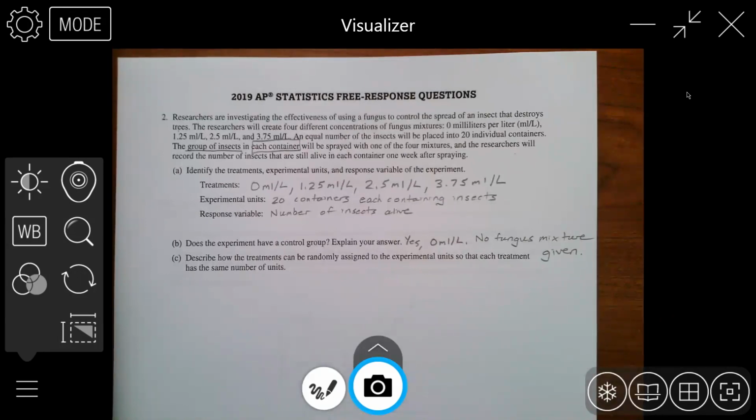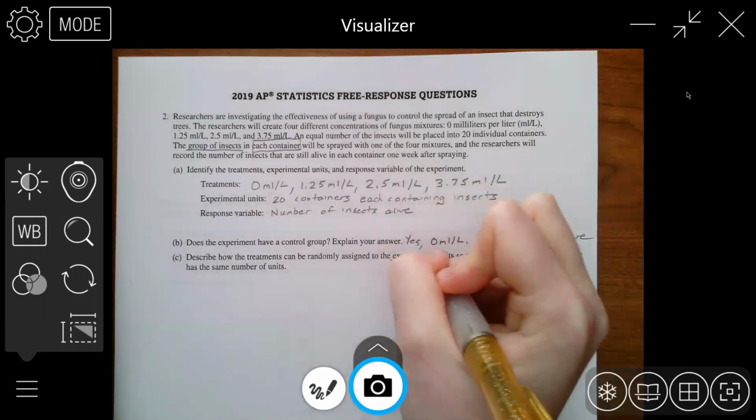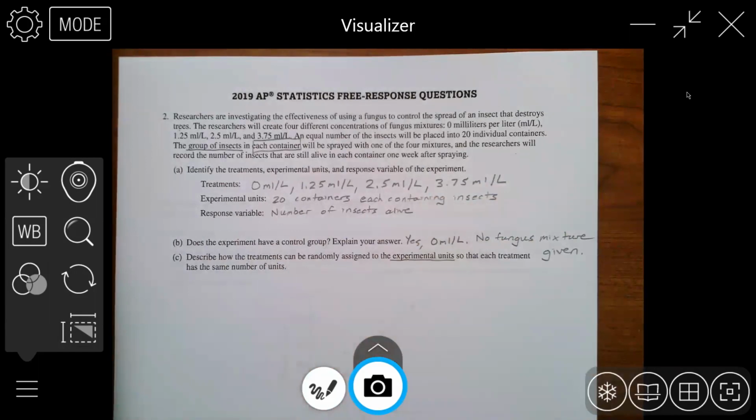Now, C is the lengthy one. Describe how the treatments can be randomly assigned, okay? And this is where if you mislabel the experimental units, like let's say you label that as each insect and just assume the total number or something, you could still get an E on part C. You would just be docked credit for 2A, so just be careful. All right, who can at least start out C?